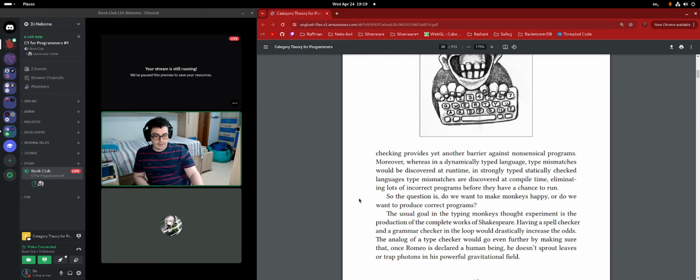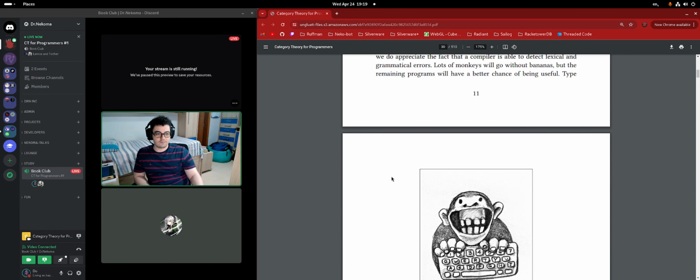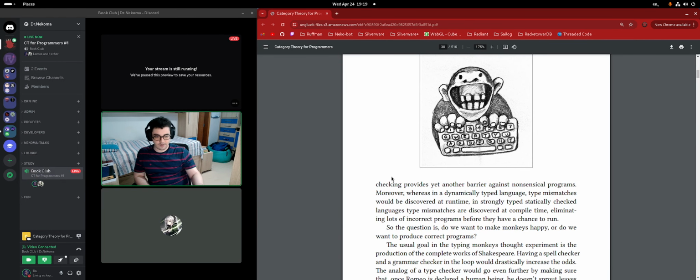Okay, so this is the monkey problem. It's talking about a hypothetical experiment of having many monkeys trying to randomly create a program that works as intended. And if we have a type checker, that's going to take a lot more time, right? Because they're going to have to also please the type checker. Yeah. So in dynamically typed languages, type mismatches will be discovered at runtime, eliminating a lot of correct problems before they have a chance to run.